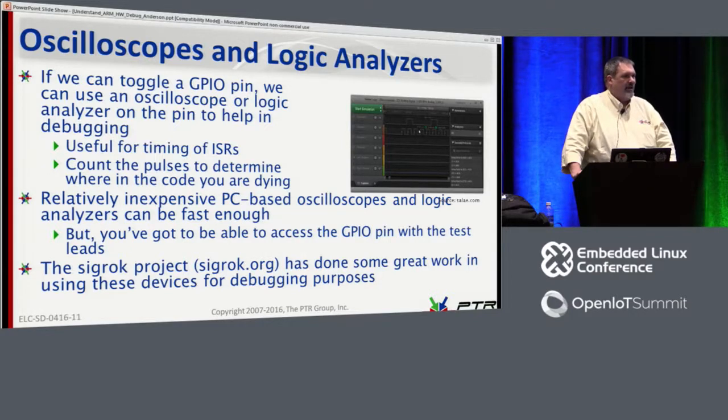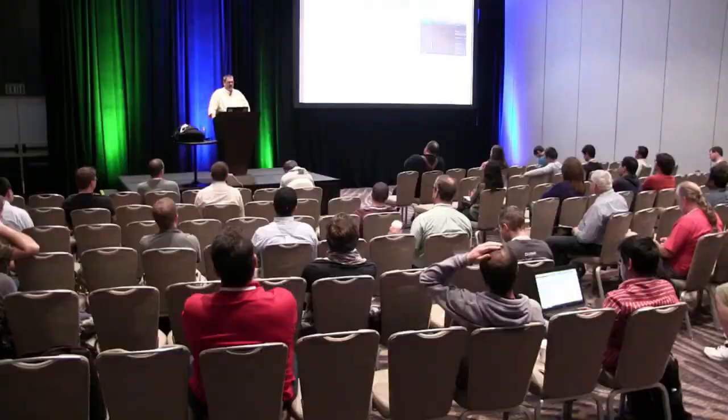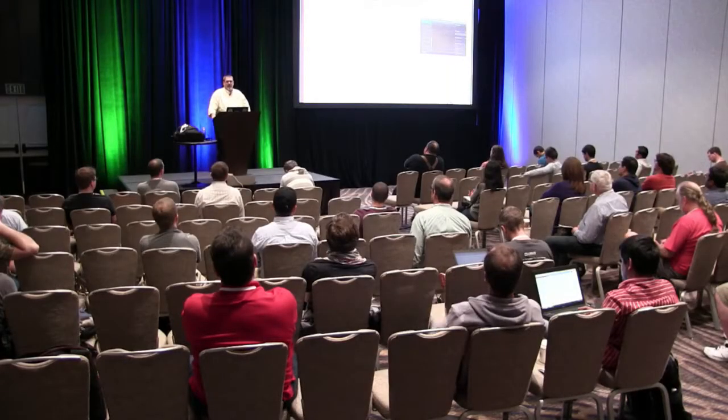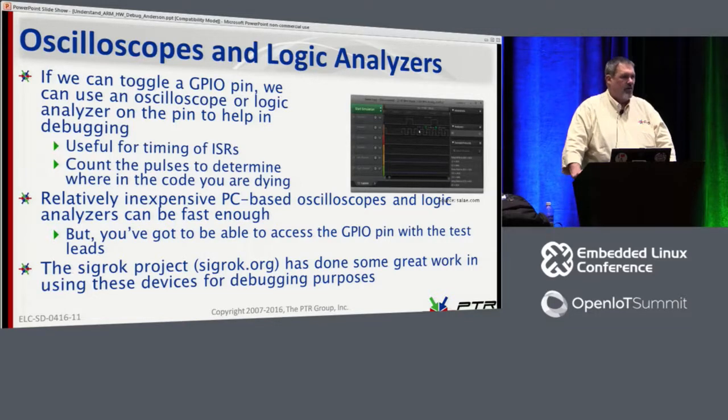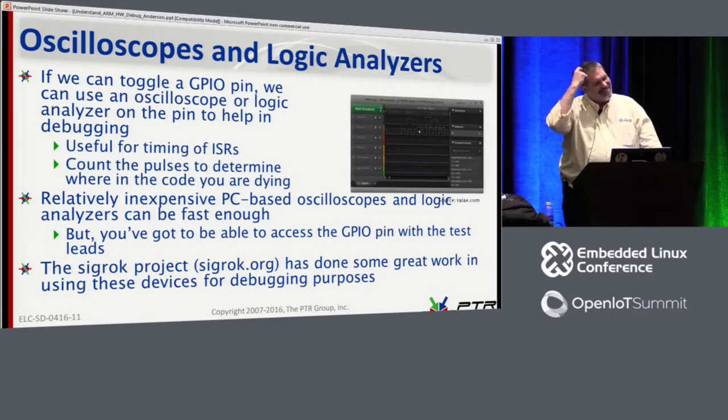Of course, other inexpensive PC-based oscilloscopes can be fast enough. I mean, you really only need about 50 megasamples per second, and that'll capture most things that we're dealing with in the kernel. But again, you have to be able to get access to a GPIO pin someplace. That's usually not a major problem for most of the ARM SoCs. They usually have a plethora of GPIO pins. So it's really just a question of finding which one you want in the middle of, our friend, the device tree structure. That can be easier said than done.